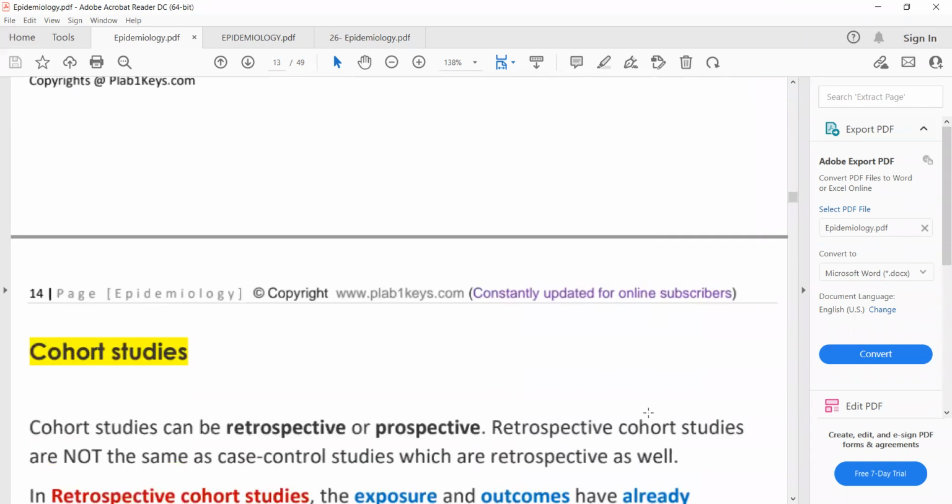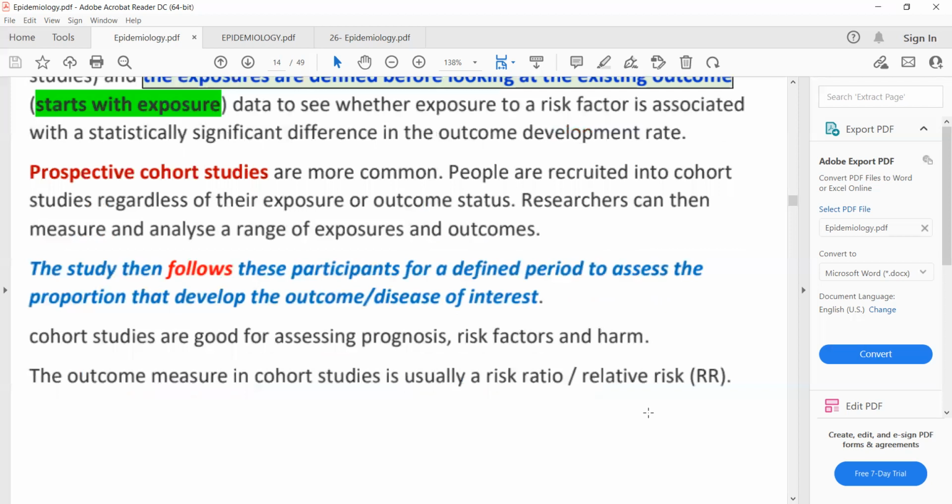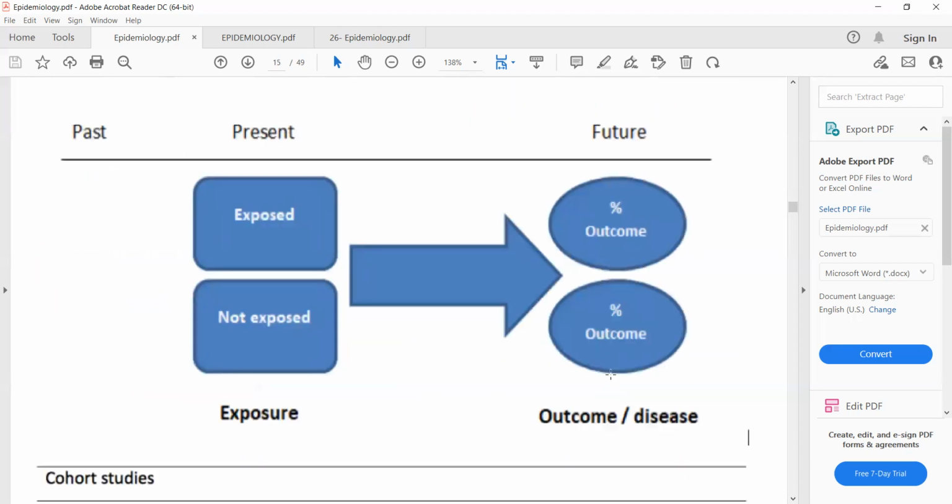The reverse of these advantages and disadvantages is true for cohort studies. Now, cohort studies is we select two groups of people, one who are exposed and one who are not exposed. For example, we select 100 people who are smokers and 100 people who are not smokers. And then we follow them for a certain period of time, for 10 years, 20 years, or 30 years. And then we see the outcomes, what are the outcomes of this smoking exposure.